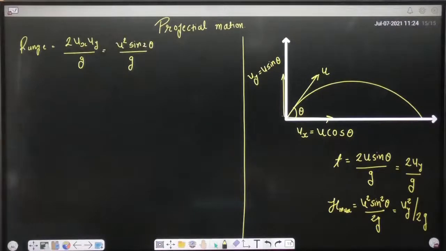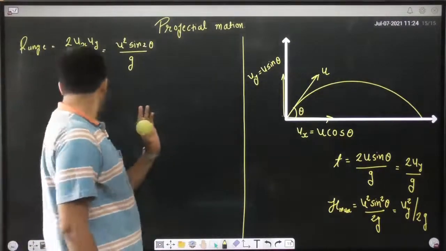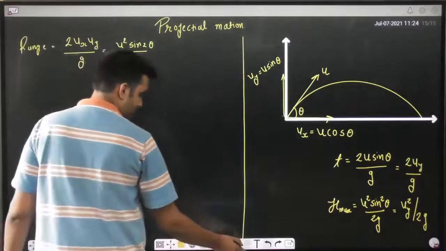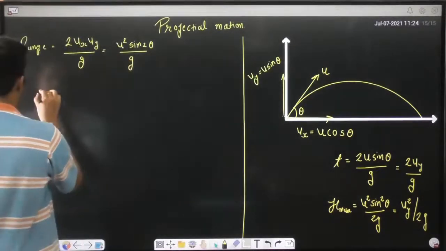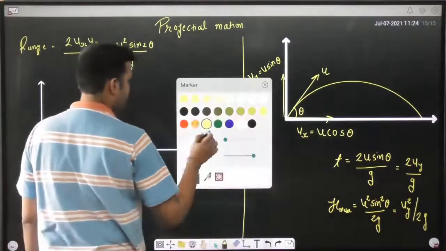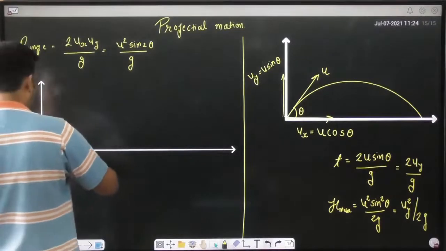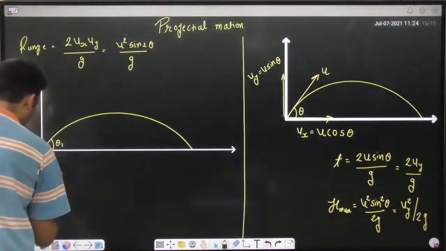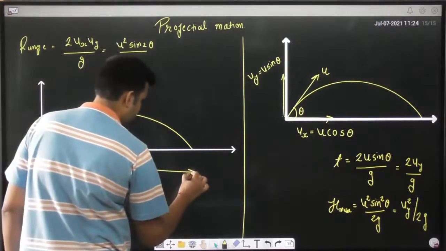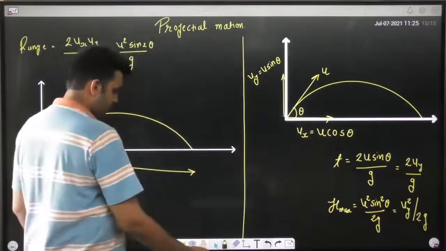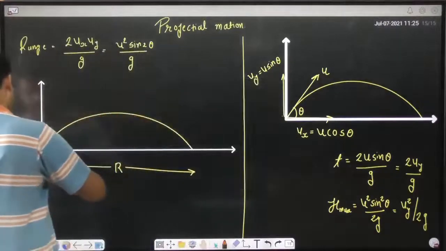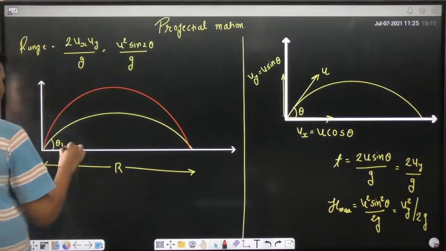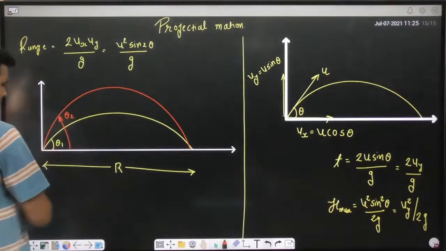For example, with some initial velocity I am throwing the ball at some angle. Let's say this is my case. Case 1, I am throwing the ball with some angle and it lands here. Let's say this angle is theta 1, and for theta 1 your range is, let's say, R. Initial velocity is u for this ball. Now the same ball I am throwing at some different angle, and I am getting the range to be the same. Take this angle to be theta 2.